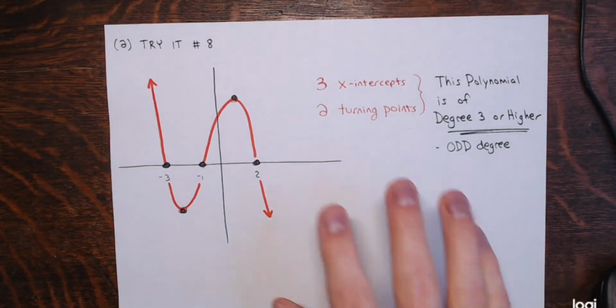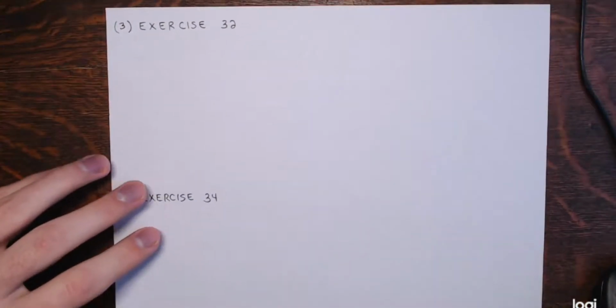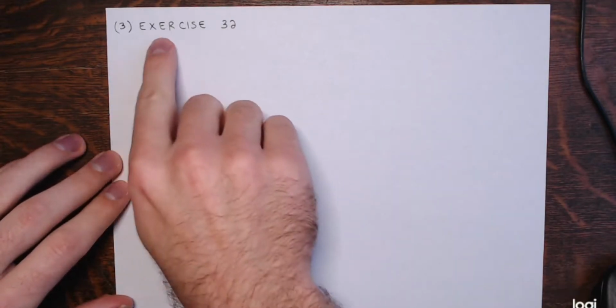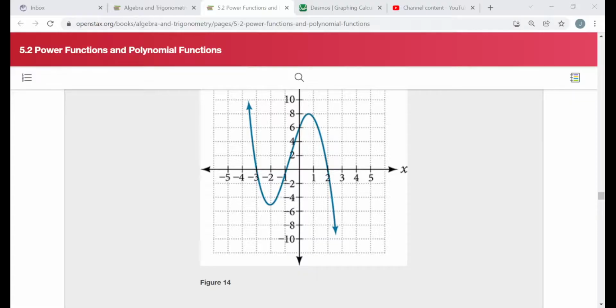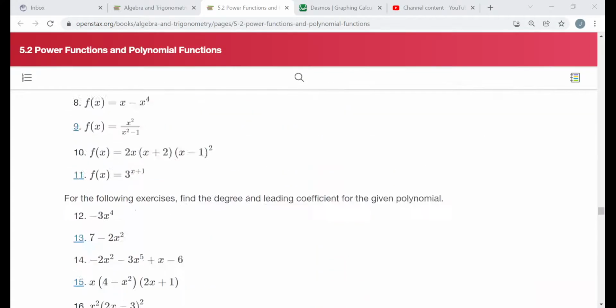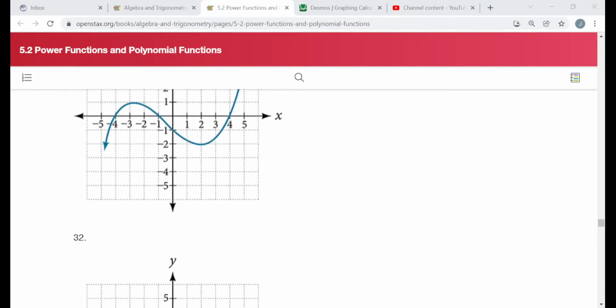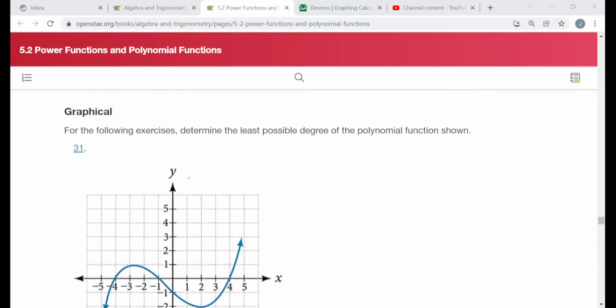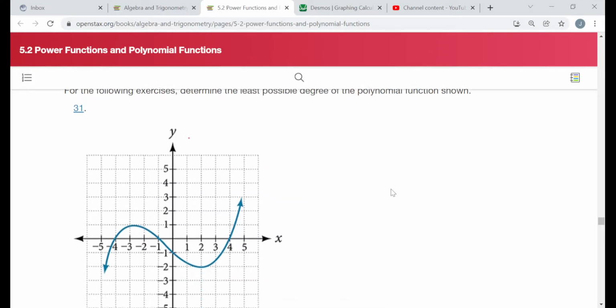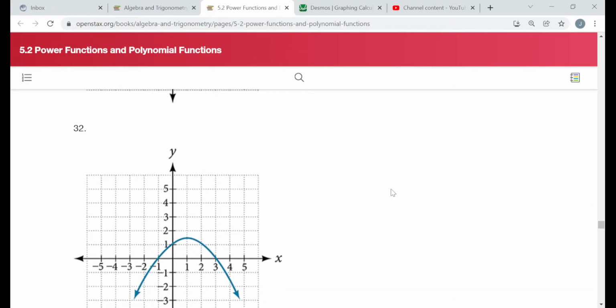All right, so my next example. Now I'm going to be getting into the exercises at the end of the section. So I want to do exercise 32 from the text. So scrolling down here to the exercises. Now these are graphs, and in these graphs they say, again, just like the previous example, determine the least possible degree of the polynomial function shown, right? So they're telling you it's a polynomial function. So these graphs should be continuous and smooth. All right, so look at number 32 here. That's the one I want to do.